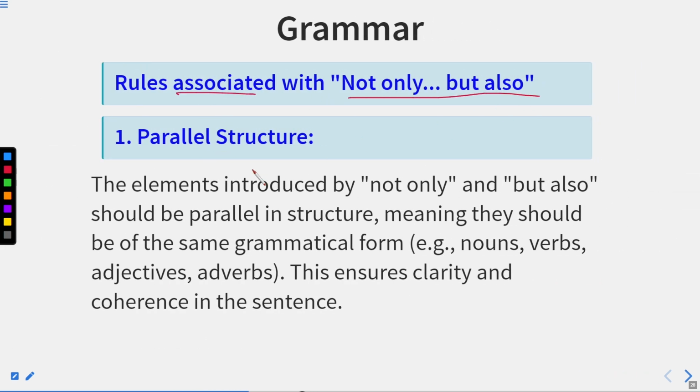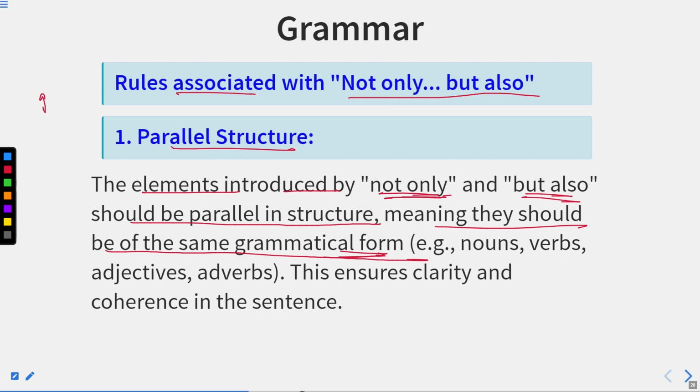Now, rules associated with not only but also. First of all, we have parallel structure. The elements introduced by not only and but also should be parallel in structure, meaning they should be in the same grammatical form. Now, this thing is very, very important. Whatever we are writing after not only should match the element or the clause which is after but also, based on grammar or various other grammatical aspects; they should be at an equal level.